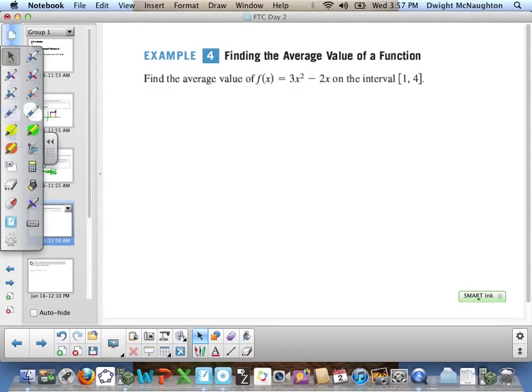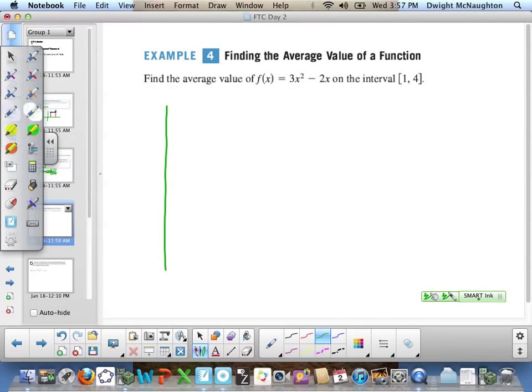Find the average value of f of x equals 3x squared minus 2x on the interval from 1 to 4. So we'll graph it. It's a parabola. It should look something like this, not saying it looks exactly like that. From 1 to 4, we can see it doesn't increase at a constant rate. It's some increasing, some decreasing.